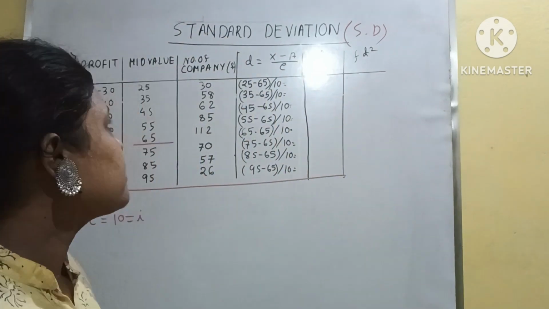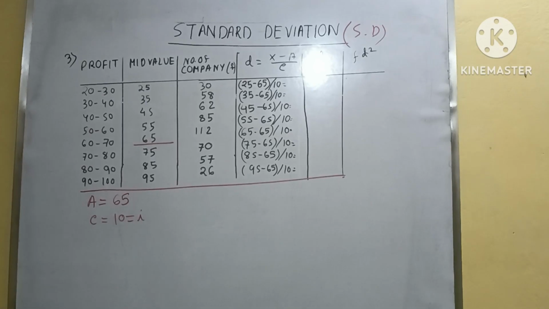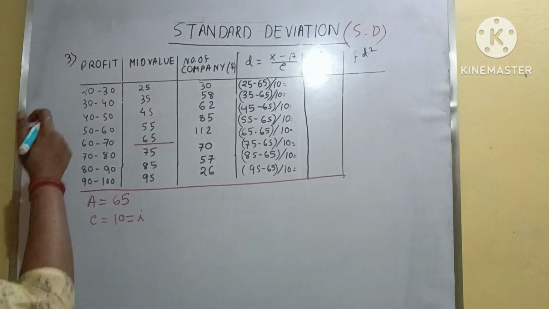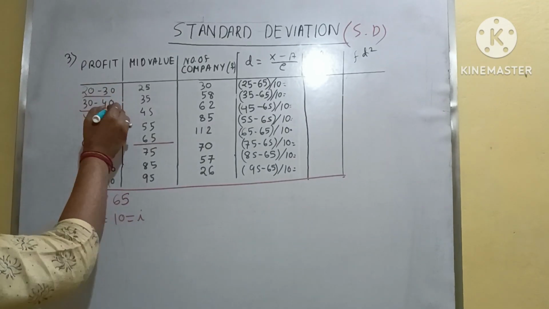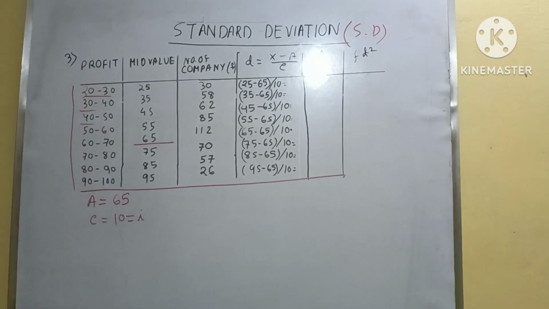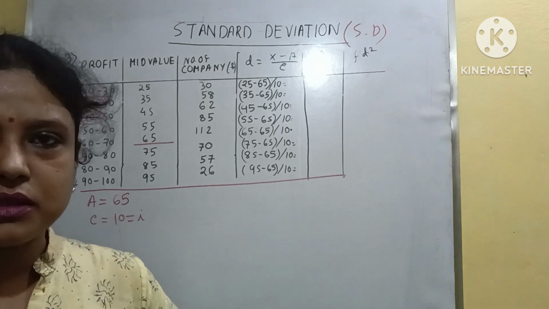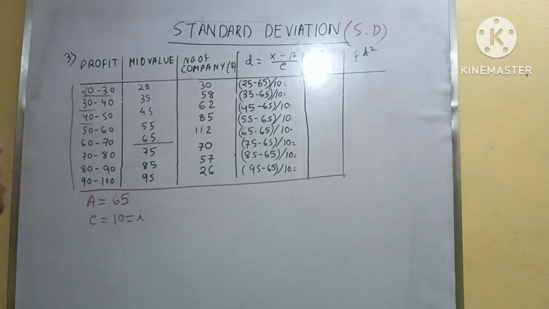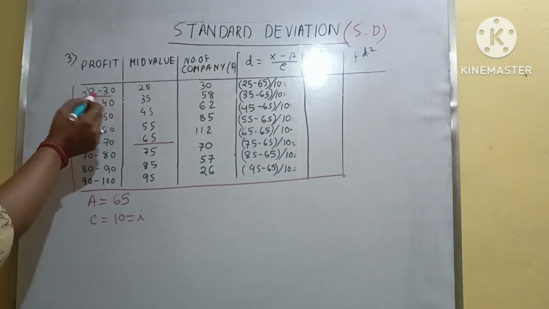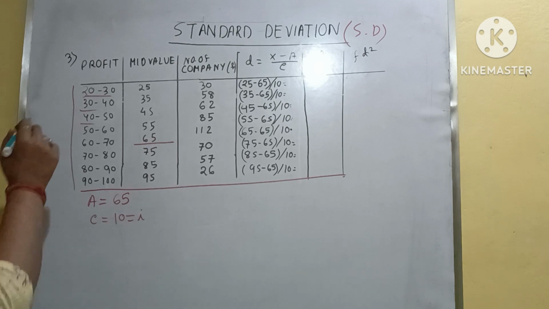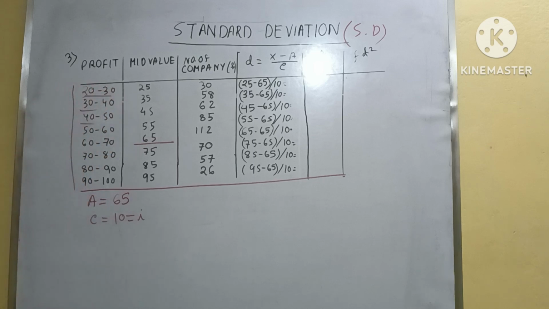So let's continue. Here one problem is that the profit is 10 to 20, 20 to 30, 30 to 40, 40 to 50. That means the profit is in the form of ranges, not exact values. In that case, we have to first calculate the mean values between these two.